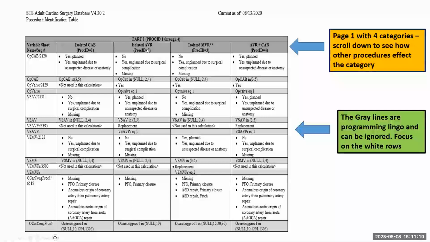Let's look at another one. Let's look at the isolated valve. Same thing for the 6515. That's why it's important to have your annotated data collection form. So if you're coding 6515 in an isolated valve, if you code it as missing or PFO, primary closure, your valve will stay isolated. Okay, so you're kind of getting the hang of it a little bit. We'll go to the next page.